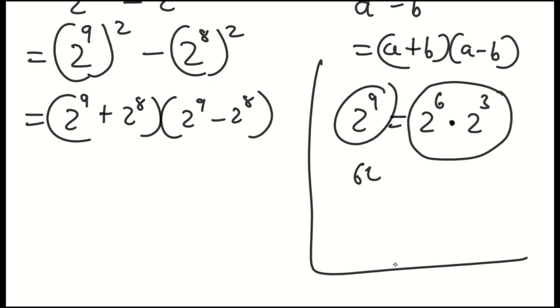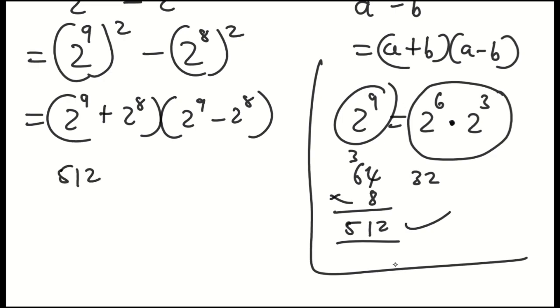So 64 times 8. 8 times 4 is what? 32, right? Write 2, carry 3. 8 times 6 is 48. 48 plus 3 is what? 51. So we have 512, which means 2 raised to the power of 9 is 512. So I can replace it here.